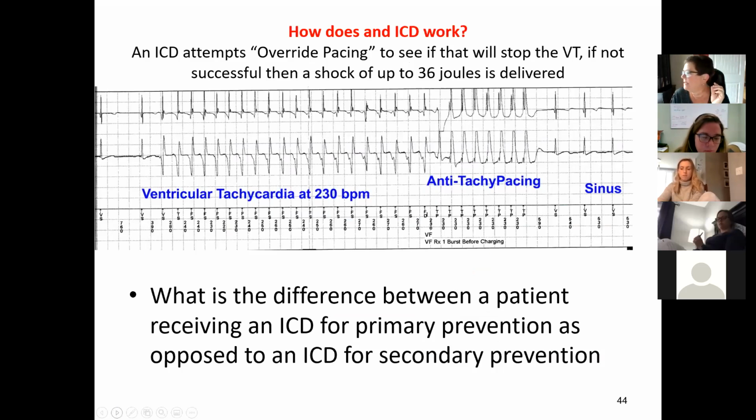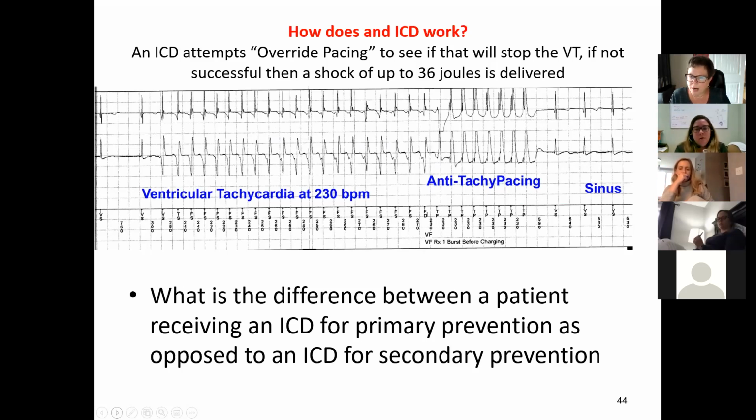So how does an ICD work? An ICD recognizes a wide, rapid rhythm. If it sees VFib, it just shocks. But if it sees ventricular tachycardia, it will look and say, hey, how fast is this guy's heart going? A traditional or typical VTAC will be at a rate of around 188.